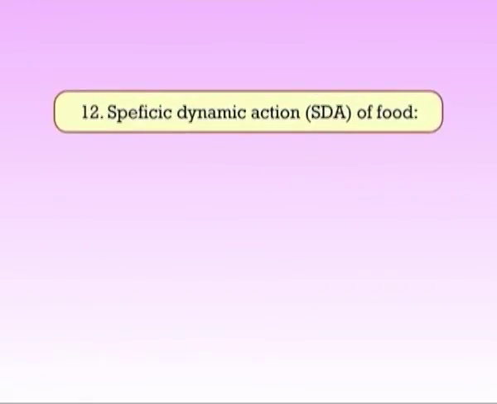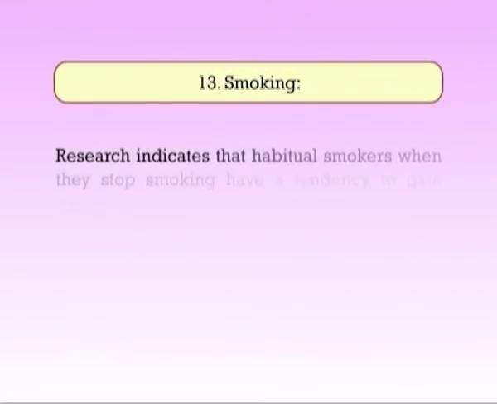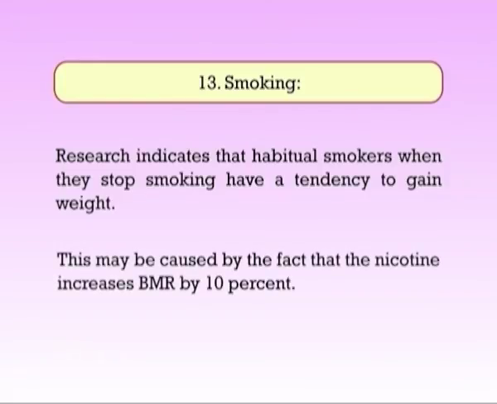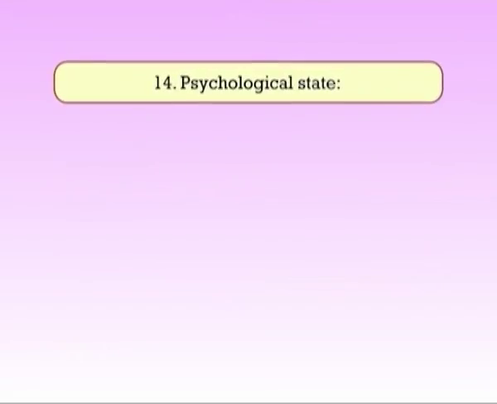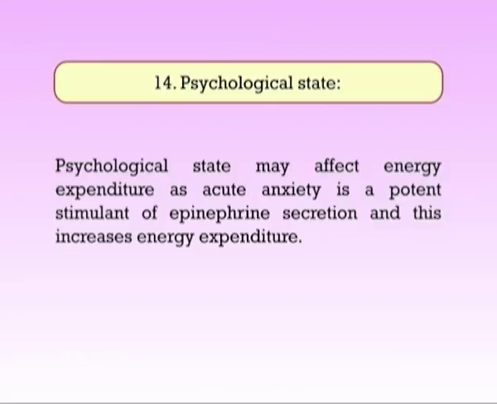Next is the specific dynamic action of food. Food has a stimulating effect on basal metabolic rate. The basal metabolic rate of a person increases by about 8% when food is ingested. Smoking. Research indicates that habitual smokers, when they stop smoking, have a tendency to gain weight. This may be caused by the fact that nicotine increases basal metabolic rate by 10%. And lastly, the psychological state. Psychological state may affect energy expenditure, as acute anxiety is a potent stimulant of epinephrine secretion, and this increases energy expenditure.